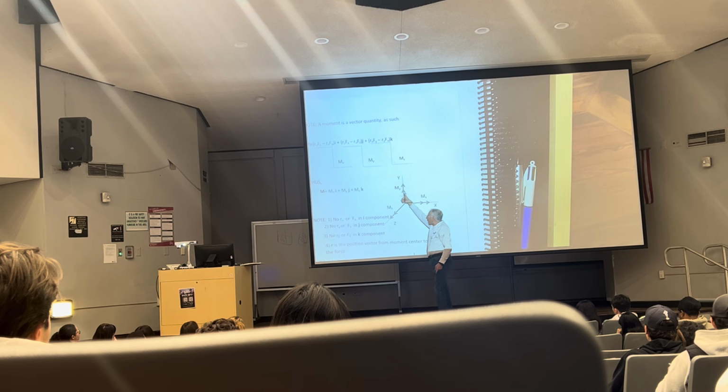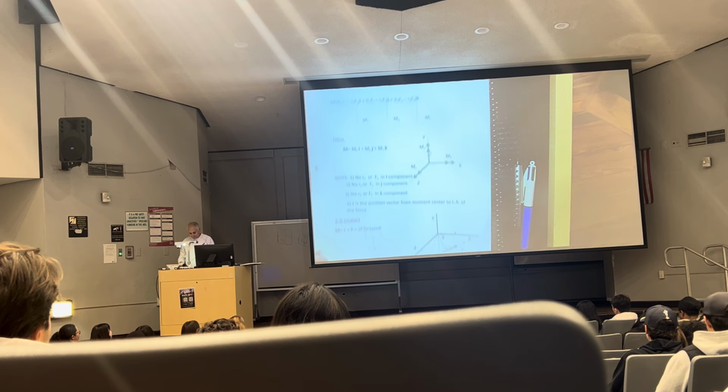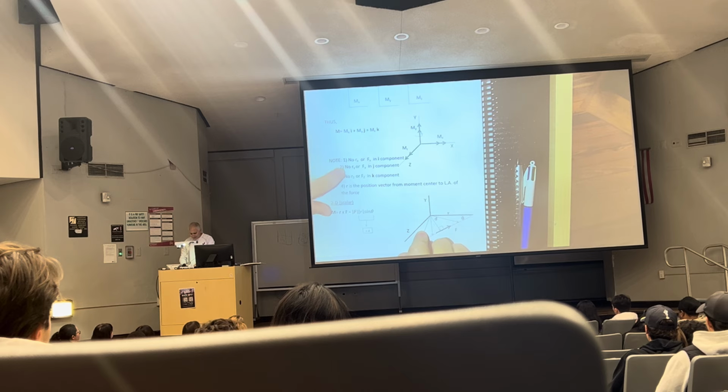If I'm looking at the Y, I'm going to put my thumb there, and I'm going to curl my fingers around that axis. Here, same thing. I'm going to curl my fingers that way. That tells you the rotation of the moment. Got it? I've already stated this.